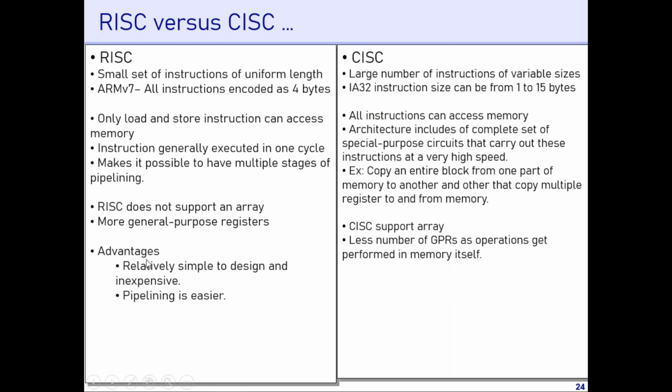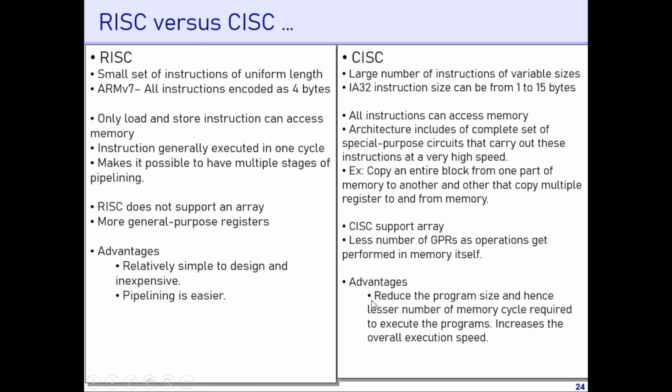What are the advantages of RISC? It is relatively simple to design and inexpensive. Pipelining is easier. What are the advantages of CISC? It reduces the program size because you are using more complex instructions, so the overall number of instructions required will be less. Hence, fewer memory cycles are required to execute the program. In essence, it increases the overall execution speed because you are able to get the data and program instructions quickly.